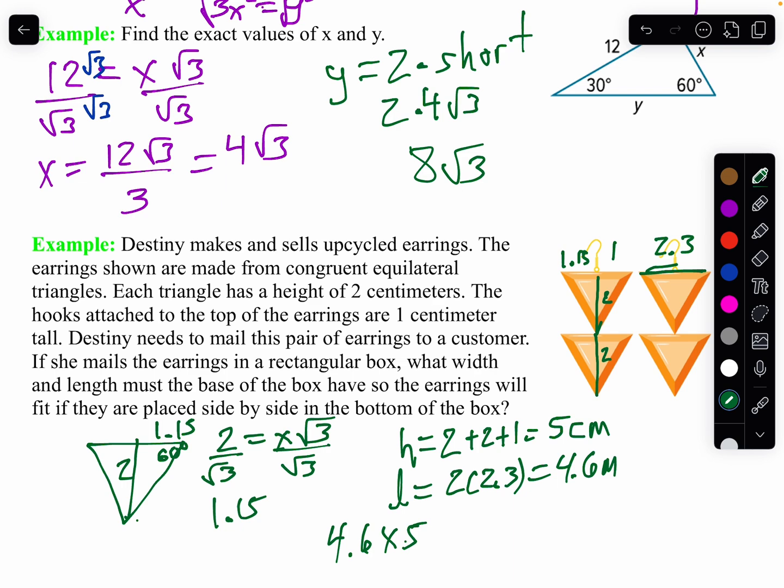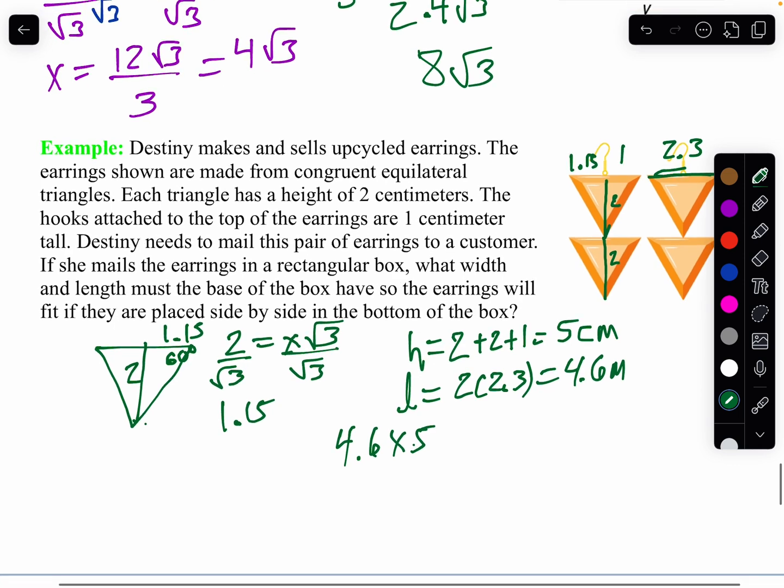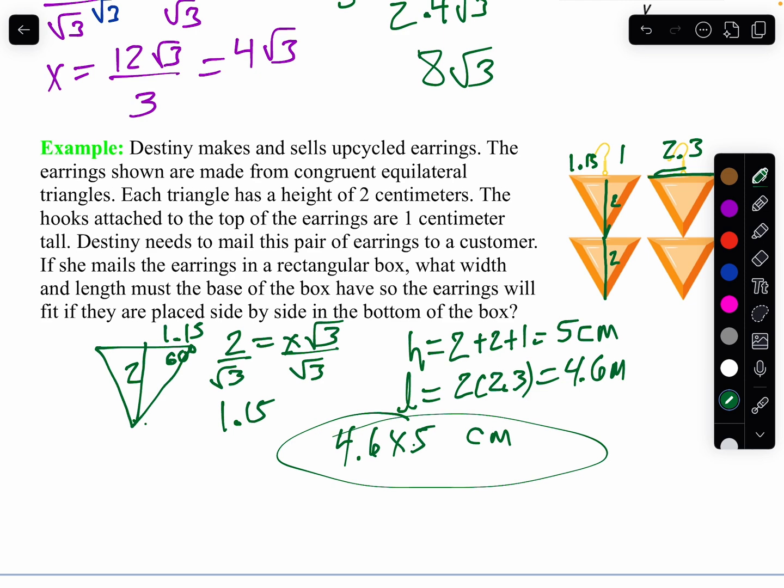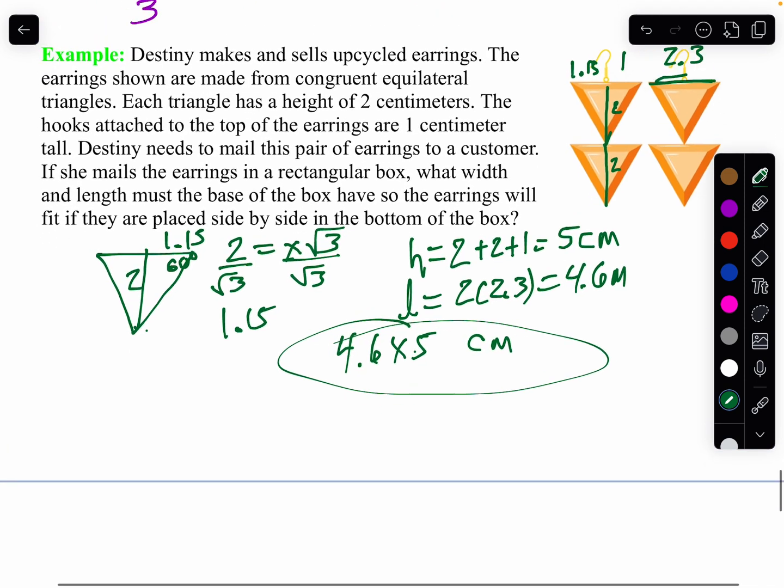Maybe a little bit more than that because you want them to fit, but I don't want them to bounce around. So if you fit them in exactly tight and they don't break, it would be 4.6 by 5 centimeters for the length and width of my box to get my 2 earrings to fit in there.